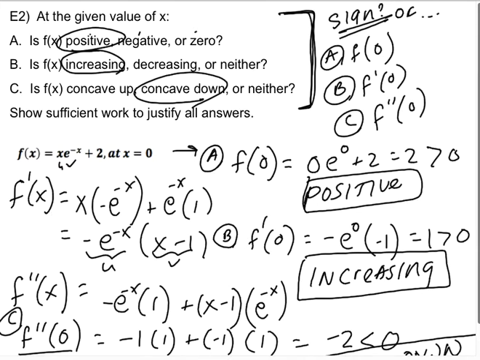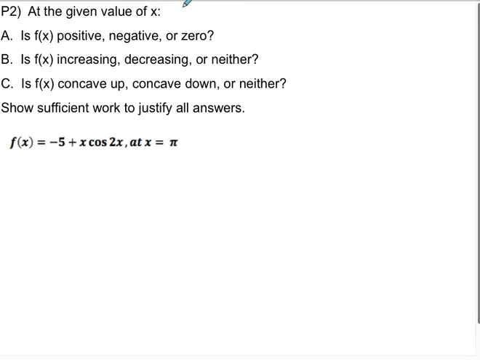All right, so let's go ahead and try P2. Same idea. You're doing this at x equals pi. You're answering, is the function positive, negative, or 0, increasing, decreasing, or neither, concave up, concave down, or neither. Again, it's the same question just for different derivatives. So go ahead and do it without me if you want.